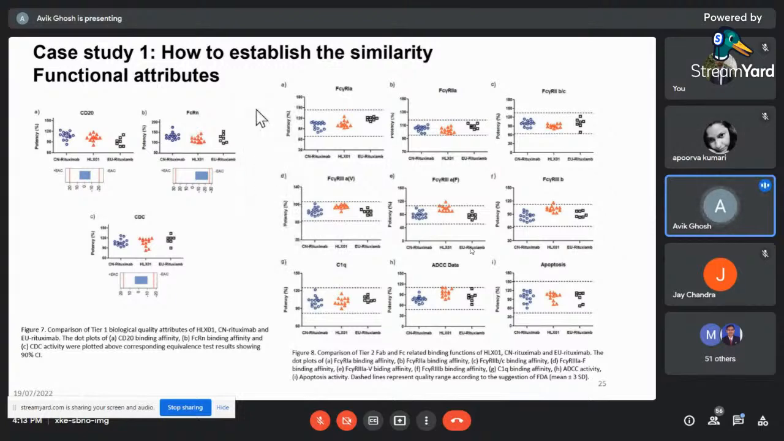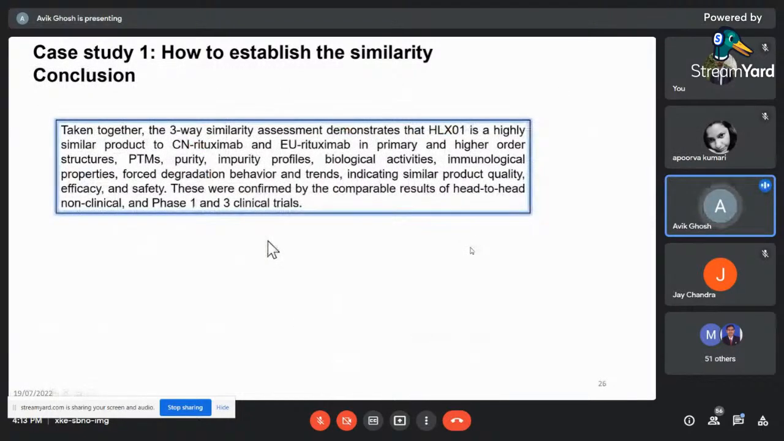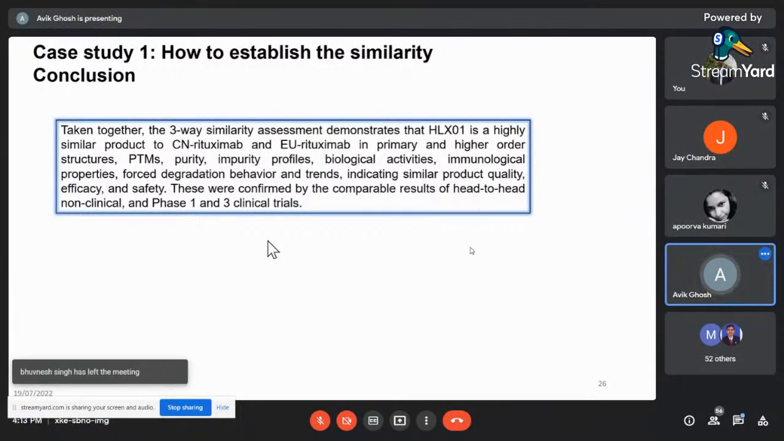So this leads to the conclusion that, taken the whole thing together, the similarity assessment demonstrates that it's a highly similar product, because they have shown everything: primary and higher order structure, post-translational modification, purity, impurity, and the biological activities and immunological properties. So all this taken together, they are saying that they are similar in terms of quality, efficacy, and safety, and that's how they are confirming that this is a biosimilar product.